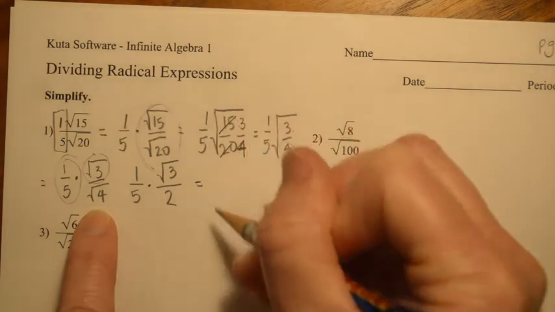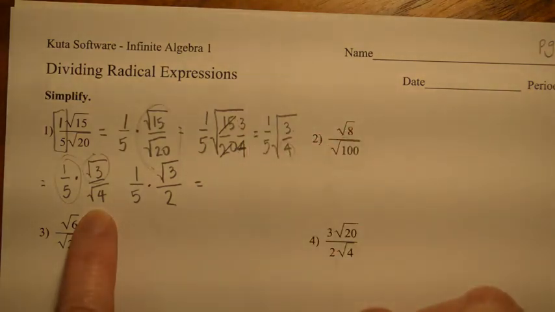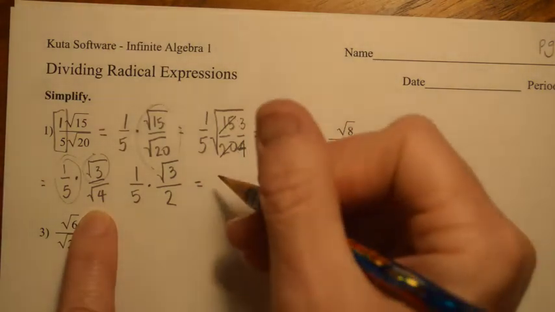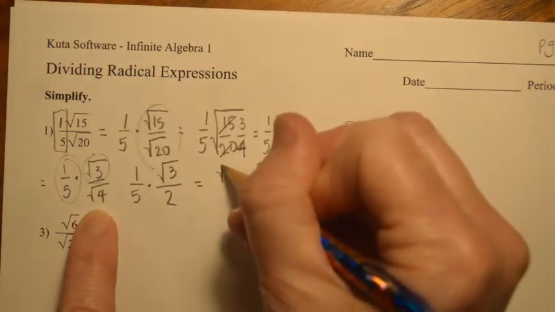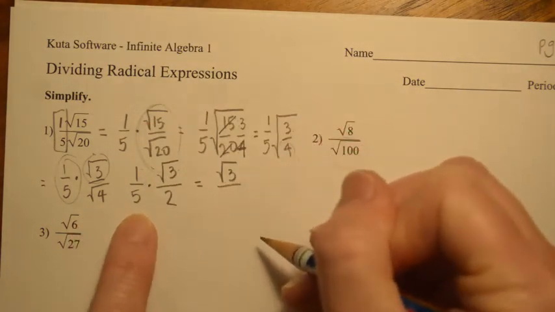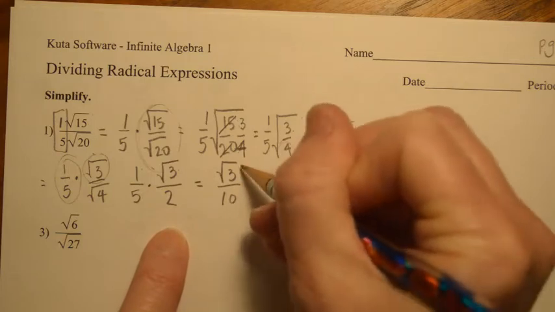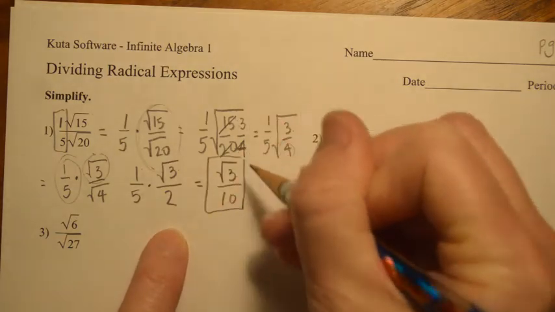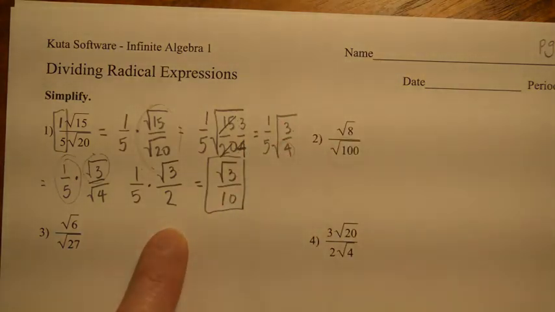Right? Now let me just combine it into a single fraction. And so 1 times square root of 3 is just square root of 3, and then 5 times 2 is 10. Right, and that is fully simplified.